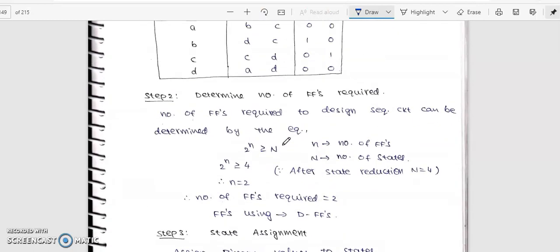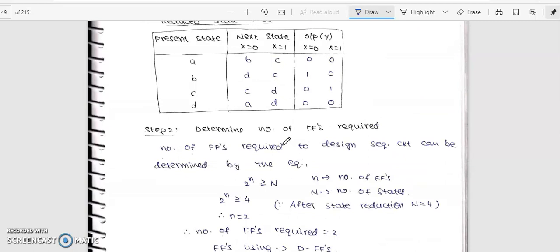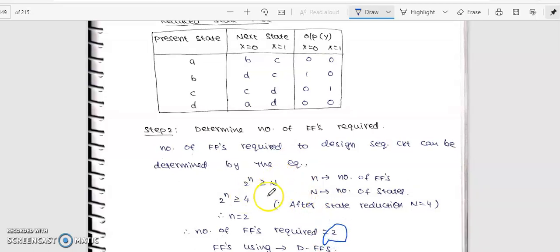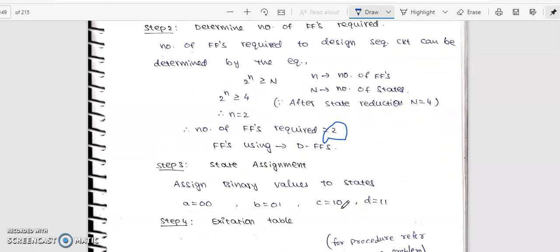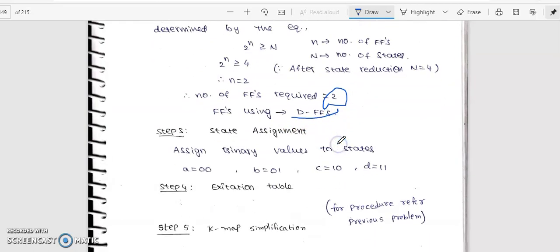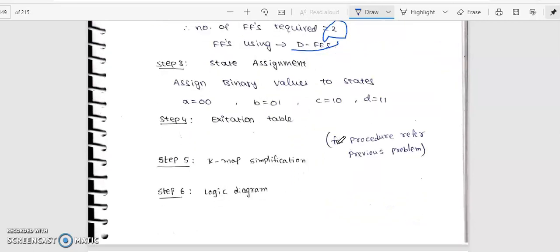Before assigning states, that is, before performing state assignment, we try to find that we require 2 flip-flops because there are 4 states. This relation gives you that we require 2 flip-flops. And here also we have chosen D flip-flop to design it. Even in the previous video, when we discussed the other example, there also we chose D flip-flop only.